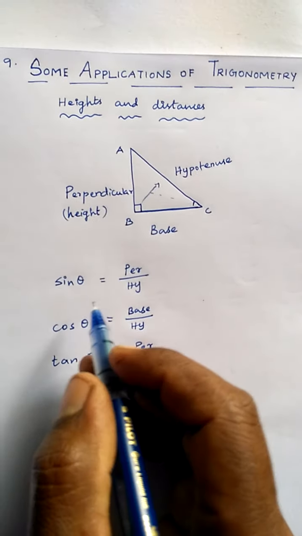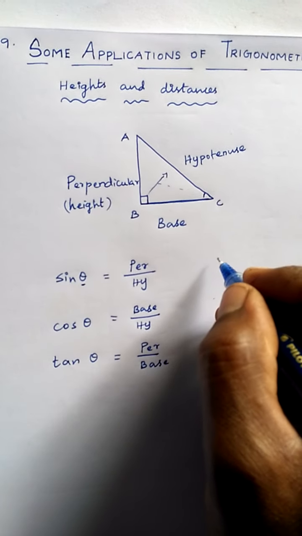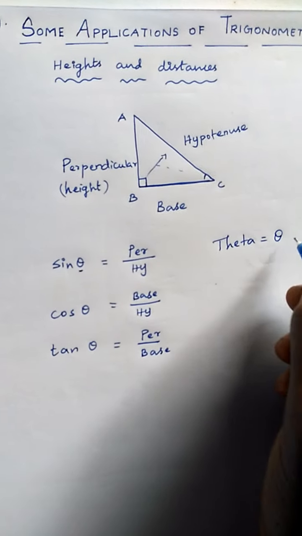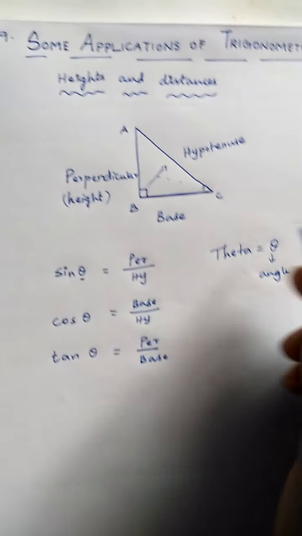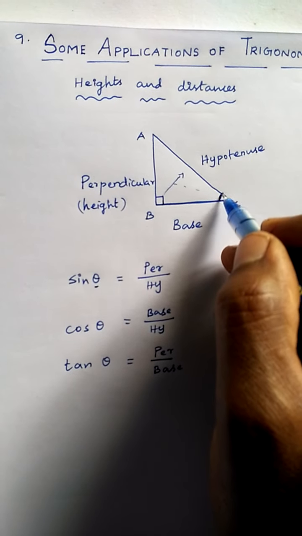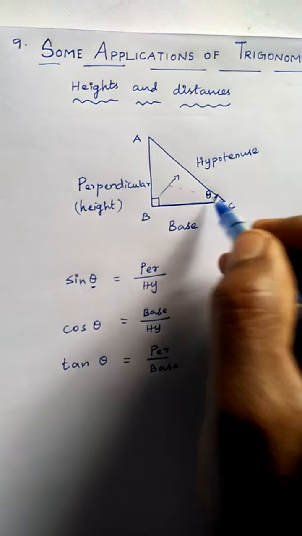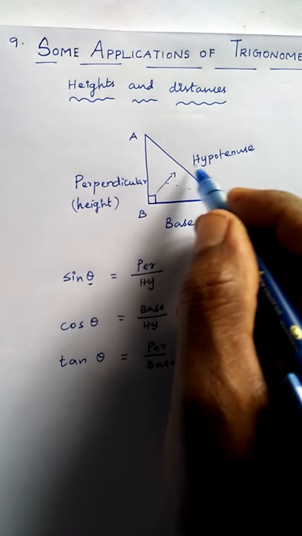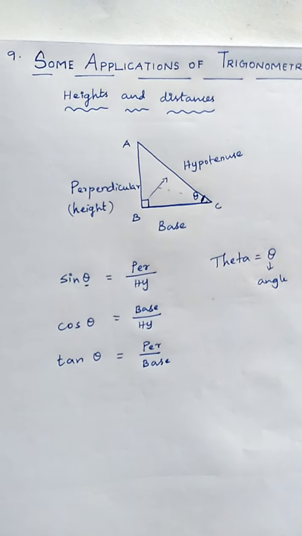Now you may have a doubt, what is meant by theta? Theta is nothing but the angle. So here we have no angle marked. Suppose you are looking at one object from here to here, then this will become the angle. So the side opposite the angle is the perpendicular, the side opposite the right angle is the hypotenuse, and the other side we say is the base.